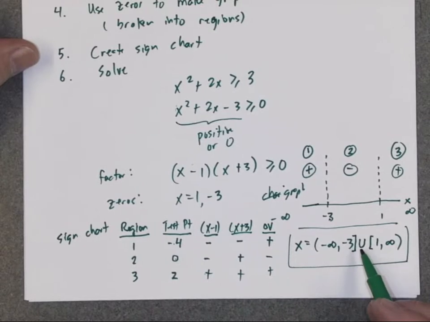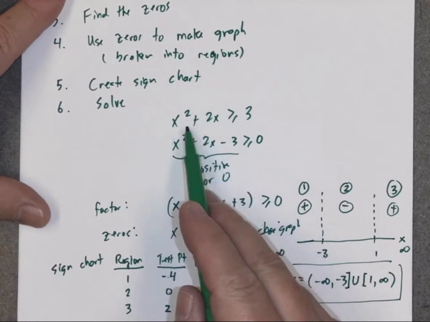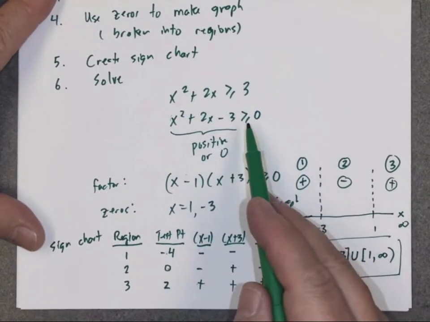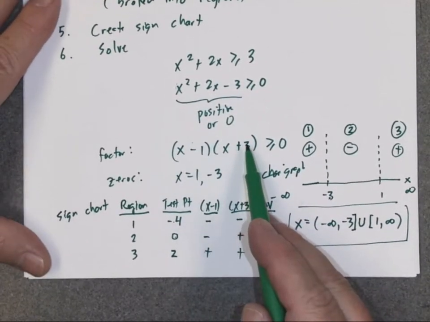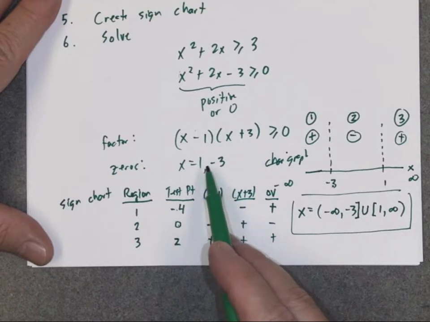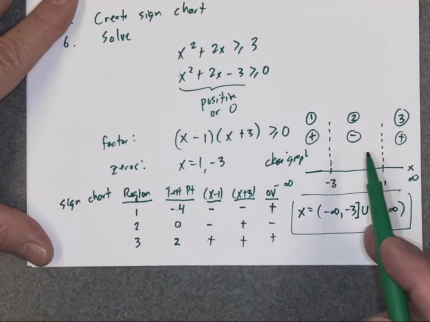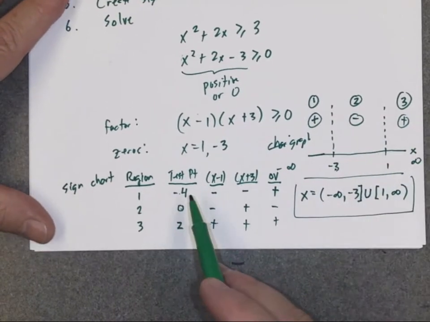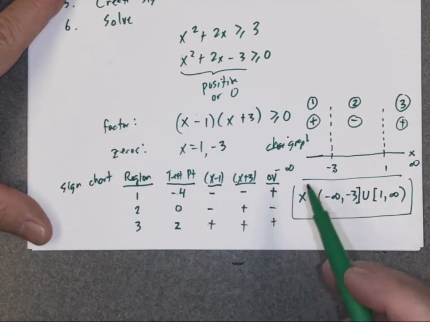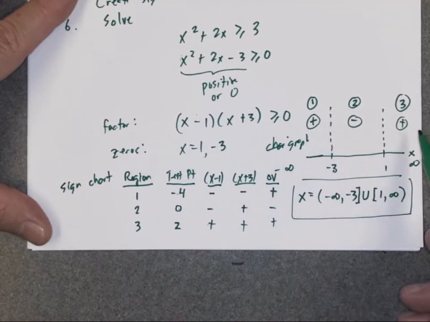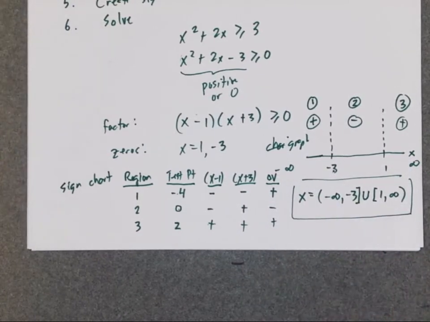So this is the solution to this problem. So here's the original problem. A quick review. I get one side equal to 0. I factored it. Once I factored it, I was able to find the zeros. And from the zeros, I made my little number line, my little graph with the number line, and found my regions. I then created my sign chart. The result of my sign chart tells me which regions are positive and negative. And once I have that information, I actually then can figure out my solution.